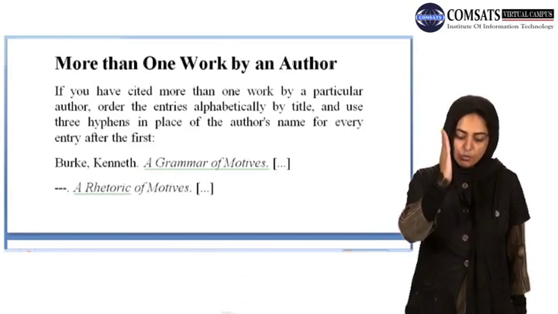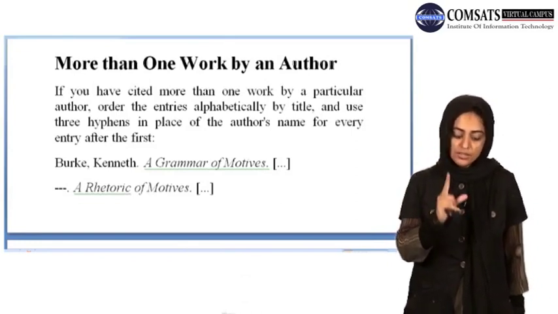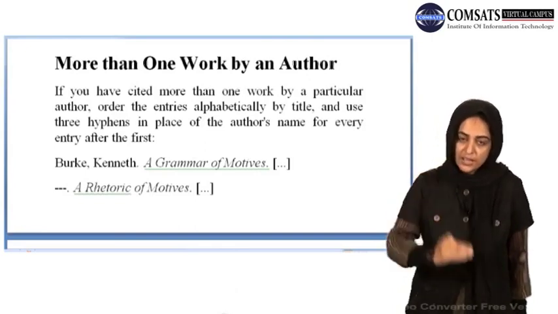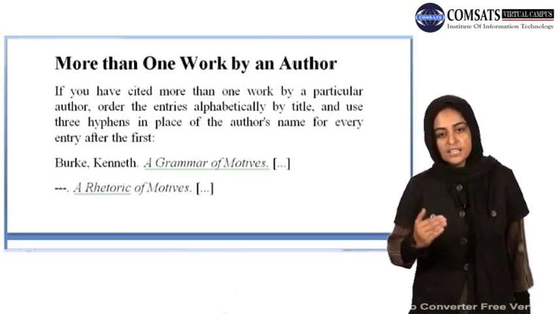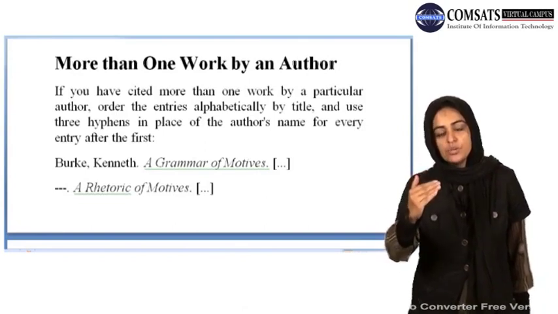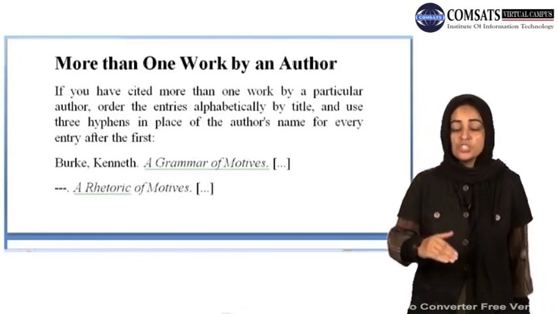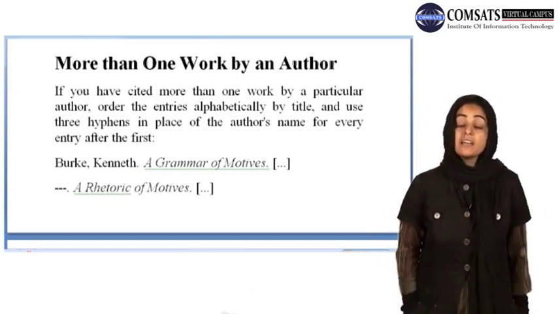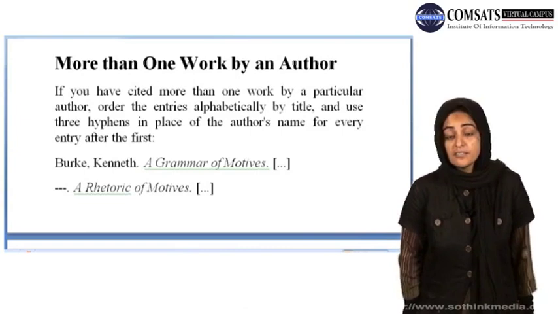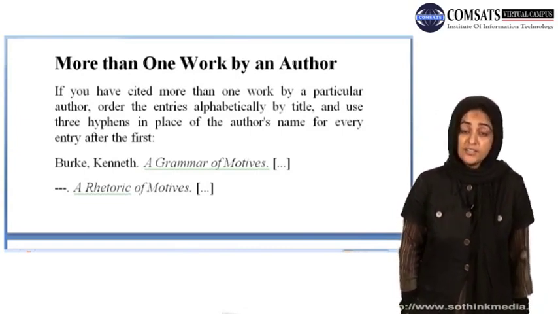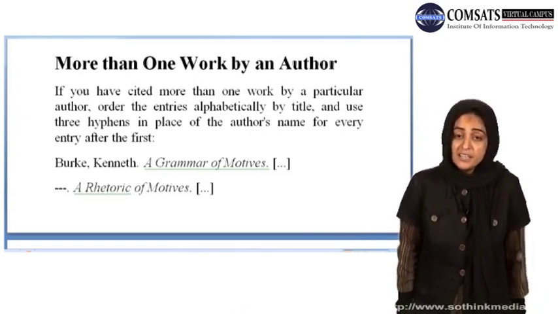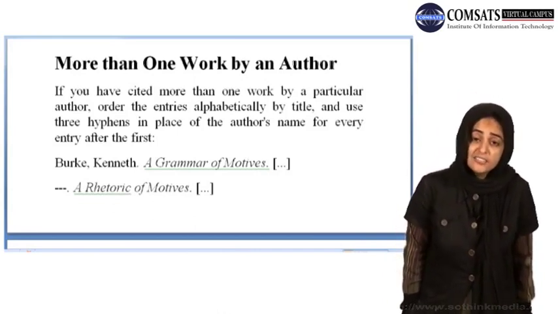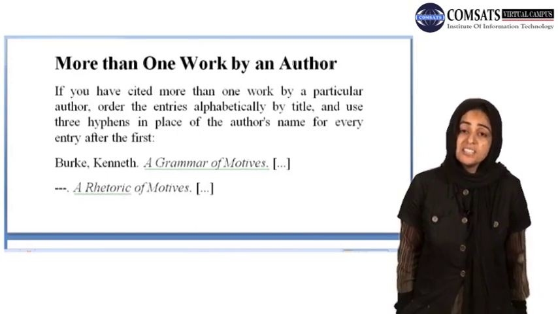Then of course they would be coming in the same line, because Burke no doubt is starting with B. But how to arrange then which article should be coming in the beginning, and which article should be coming at the second place, and which at the third place? You will be arranging them alphabetically according to the names of the articles, as per the titles. The order will be decided on the basis of the alphabetical order of the titles of the articles by the same author.